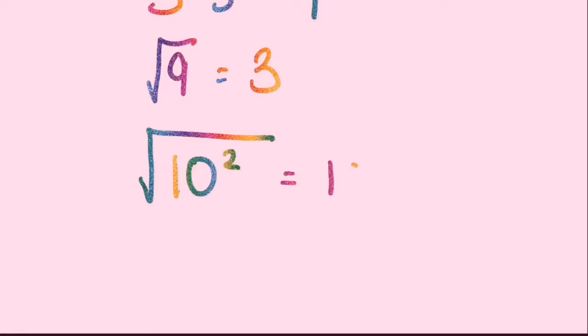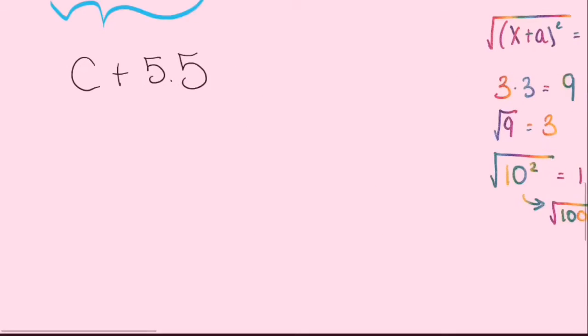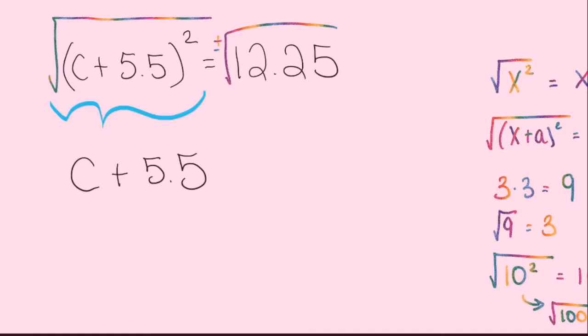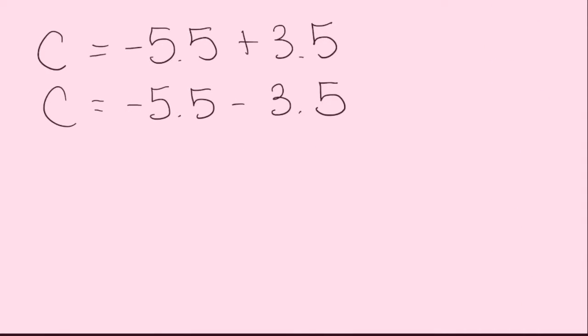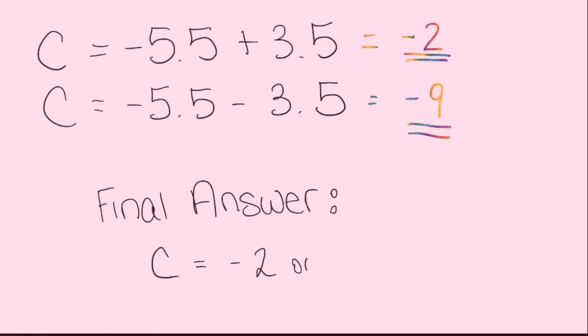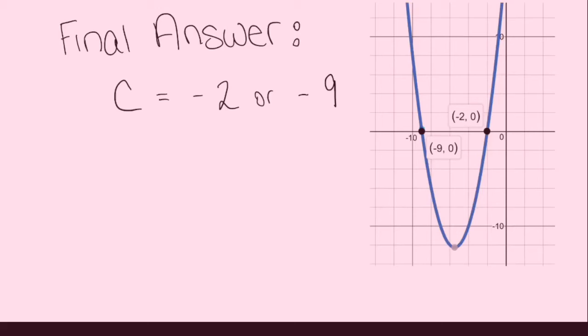Let's just review the square root properties. These are the properties we can use to understand that the square root of c plus 5.5 squared is just c plus 5.5, and that equals plus or minus 3.5. 3.5 is the square root of 12.25. Finally, you do these two arithmetic calculations, and we'll have a solution of -2 and -9. Those are the final results. And we can see when we graph them, at -9 and -2 is where it would cross the axis if it was graphed.